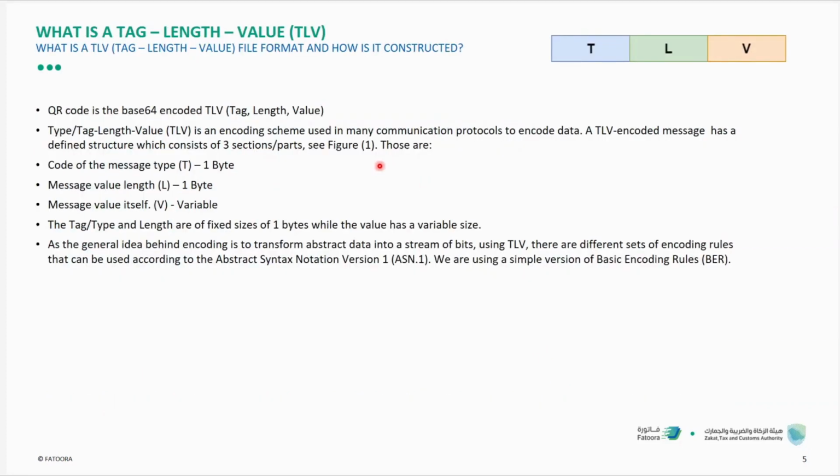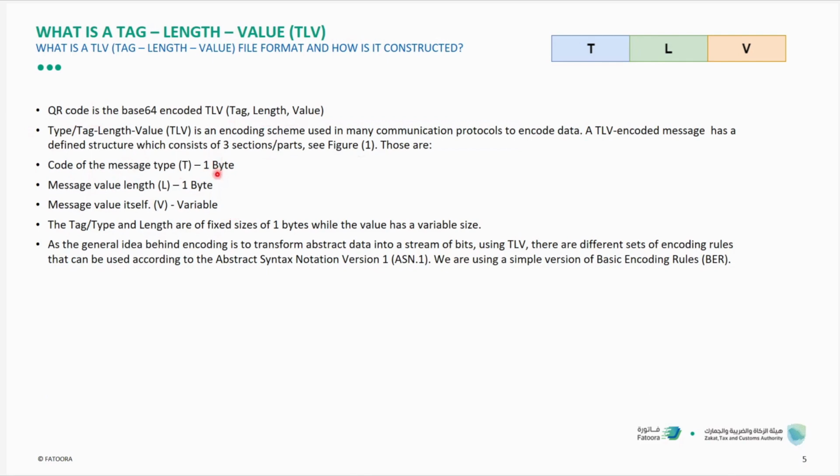So what is the TLV? Basically, the TLV is the tag length value. T stands for the tag, L stands for the length, and then the value. So how is it constructed? The message at the beginning has to contain 1 byte, which is the tag. So when we mentioned previously that the seller name has to be in the first tag, then the value will be 1. Then after that, another byte which will indicate the length of the value, or the subsequent field that's going to be in the TLV string.